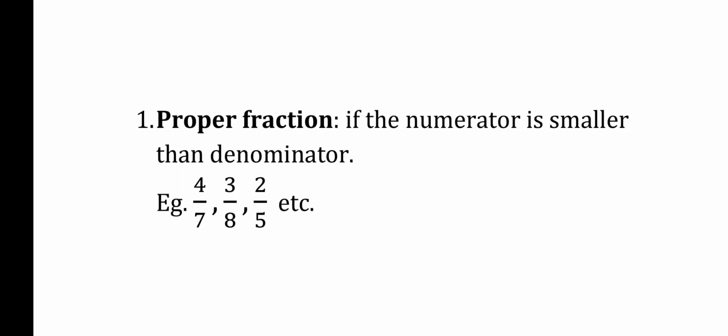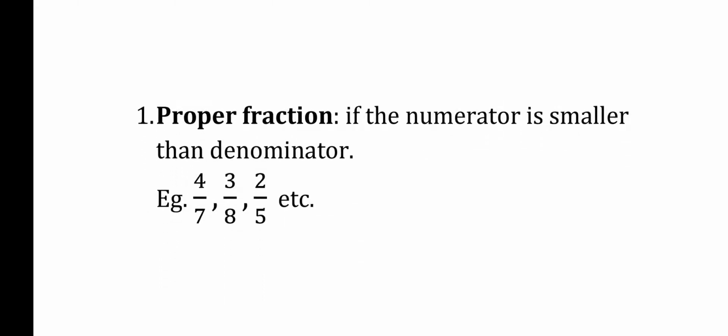Namely, the first one is a proper fraction. If the numerator is smaller than the denominator, then we call it a proper fraction. So here 4 by 7, 4 is smaller than 7. So if the numerator is smaller than the denominator, then it's a proper fraction. So 4 by 7, 3 by 8, 2 by 5, all these are examples of proper fractions.